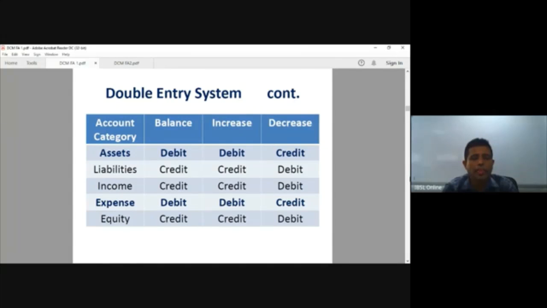If you take this double entry system, the balance column and the increase column are identical for each individual account category. You take assets, balance is debit, increase is also debit. Liabilities, balance is credit, increase is also credit. Right? Then if increase is debit, decrease is credit. The opposite of debit and credit.